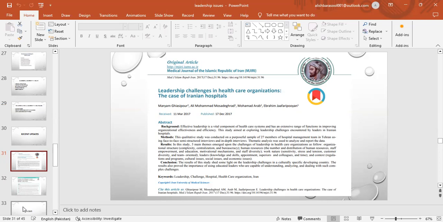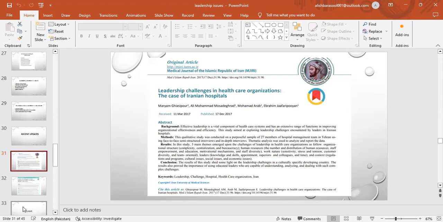In this study, 5 main themes emerged upon the challenges of leadership in healthcare organization as follows: organizational structure, complexity, centralization, bureaucracy. Human resources, the number and distribution of human resources, staff empowerment and education, motivational mechanism, and staff diversity. Work nature, sensitivity, stress, tension, customer diversity, and team-oriented. Leaders, knowledge and skills, appointment, superiors and colleagues and time. Context, regulations and programs, cultural issues, social issues, and economic issues.